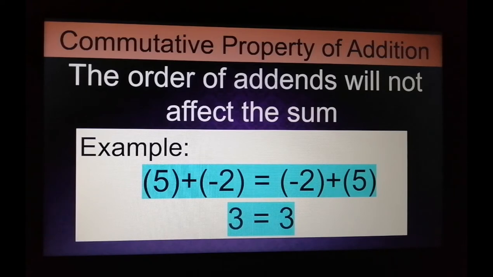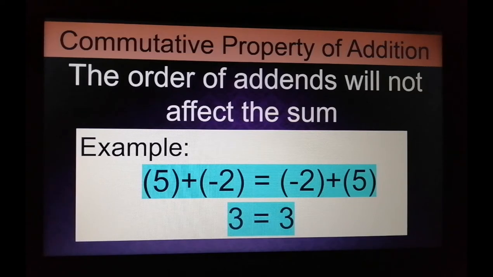5 plus negative 2. So, kung papansin ninyo, the sign of 5 is positive and the sign of 2 is negative. So, since they have different sign, you are going to subtract. So, 5 minus 2 is equal to 3. And you're going to get the sign of the bigger number, which is 5. So, since positive si 5, ang magiging sagot mo ay positive 3.